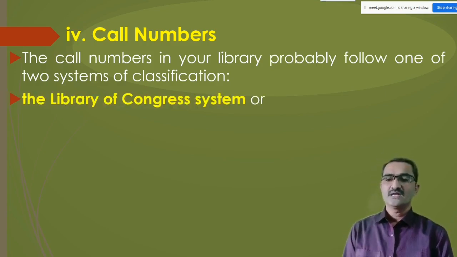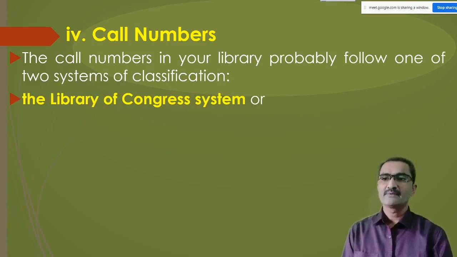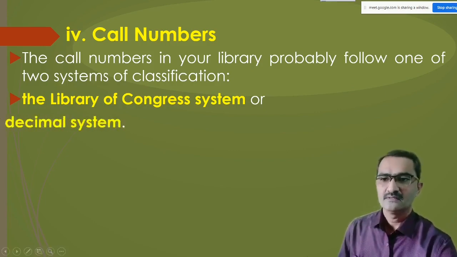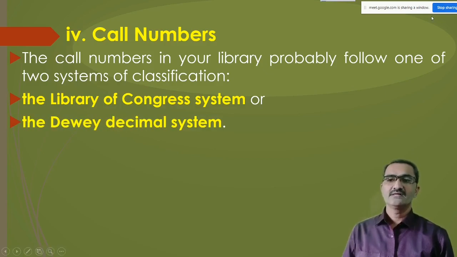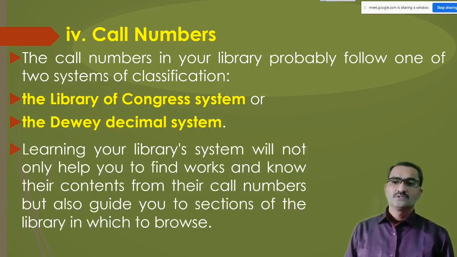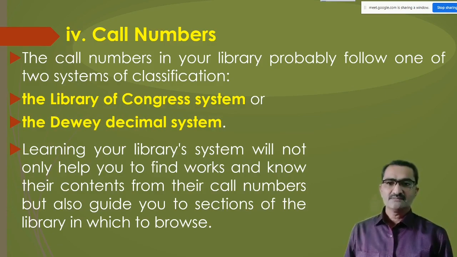First is the Library of Congress system. What is this Library of Congress system? We will see it in the next slide. Or second is the Dewey Decimal System. Learning your library systems will not only help you to find works and know their contents from their call numbers, but also guide you to sections of the library in which to browse.